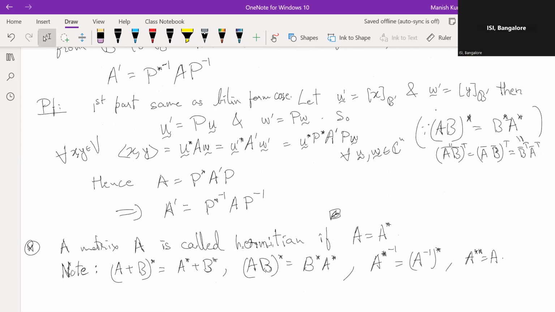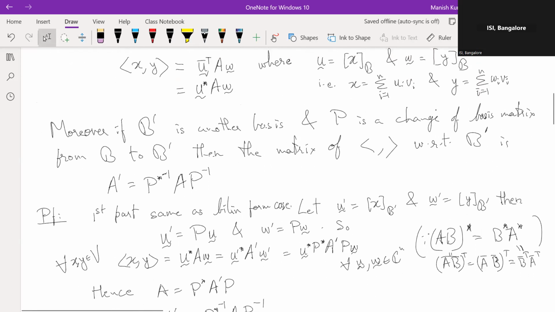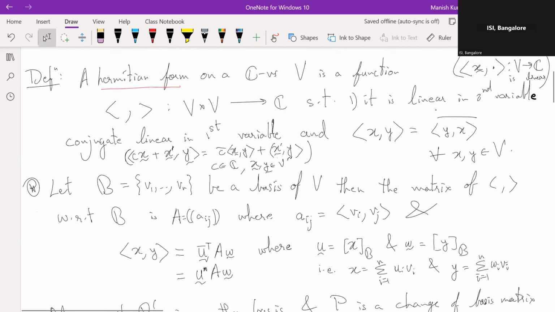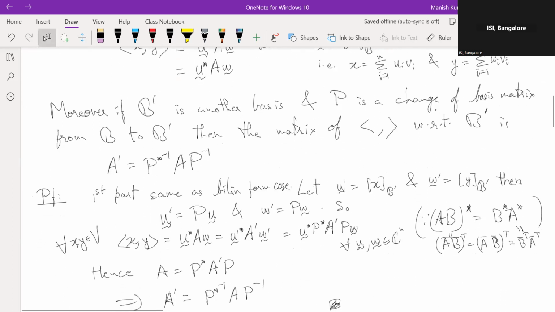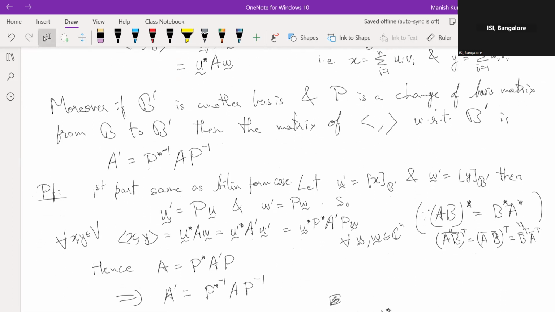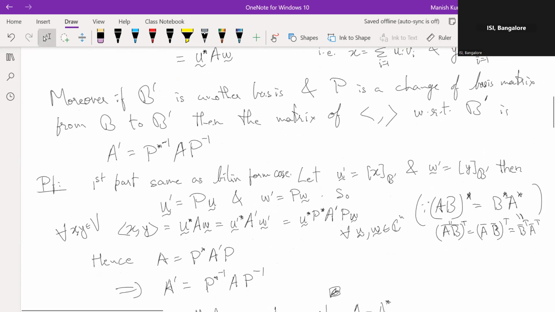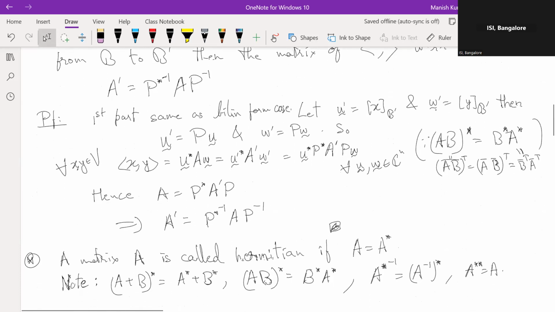So a matrix A is called Hermitian if A equals A star. And this matrix is going to be Hermitian because of this condition: x, y is the same as y, x bar. So you can check that the matrix of a Hermitian form, with respect to some basis, is Hermitian.